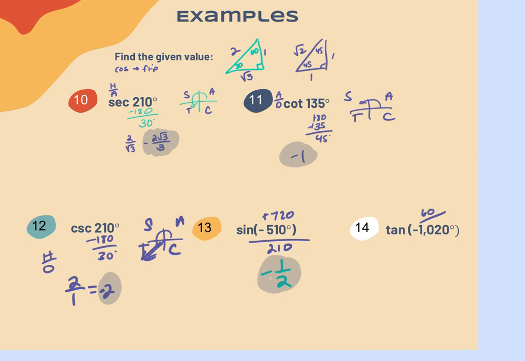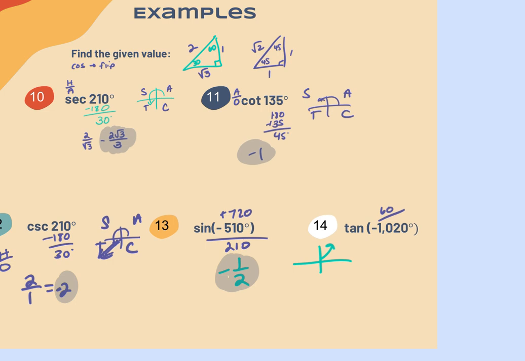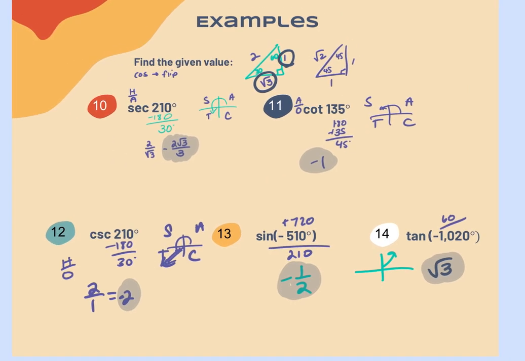Questions on that one? Okay, and then 14, you had to add 360 three times to get it to be positive. It's 60 degrees. That means it's in the first quadrant. In the first quadrant, everything's positive, and because it's tangent and it's 60, it'd be opposite over adjacent, which is √3. Questions? On the test, would I be able to do it as √3 over 1? Sure. Yeah.